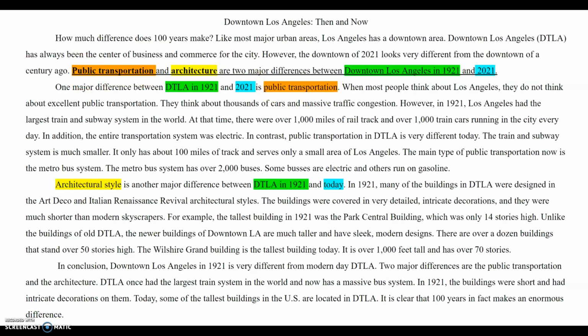If we take a look at body paragraph 2's topic sentence, it follows the same pattern. Architectural style is another major difference between downtown LA in 1921 and today. Again, we've included the two topics, downtown LA in 1921 and downtown LA today. And we've included the second point of contrast from the thesis statement. So if we look back at the thesis statement, the second point of contrast was architecture. And so right here we have architectural style.